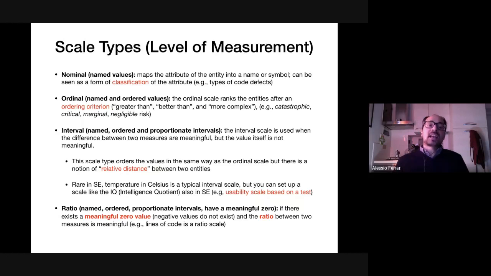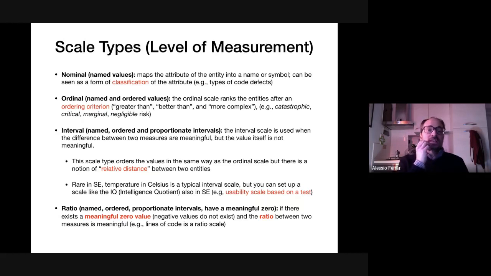Nominal scales are named values. So, for example, it can be many, little, or it can also be the type of defects, for example in code, or in requirements. For example, it can be: this requirement is ambiguous, this requirement is incomplete.